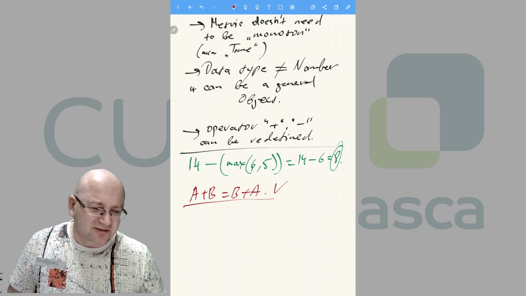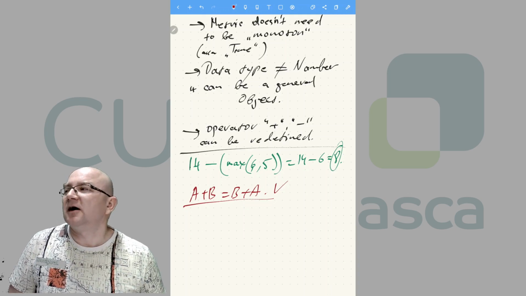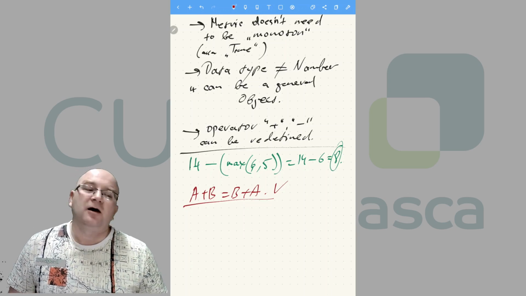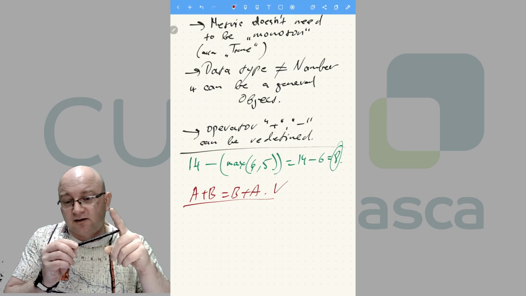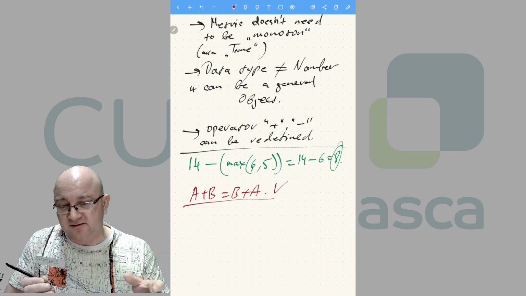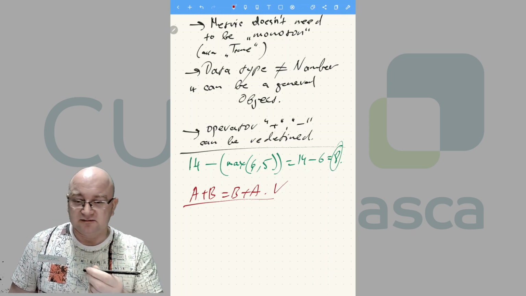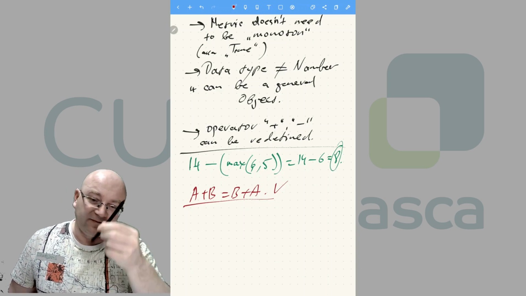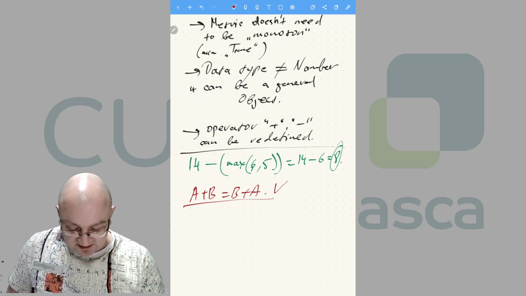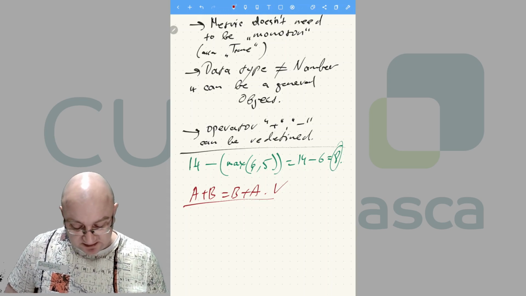An example of such a non-commutating operator plus is angle summation on a sphere, for example. That's not a commutating operation. So if we go in one direction, we end up in one place of the globe. If we go in another direction, we end up in another place on the globe. Therefore, one should keep it in mind.